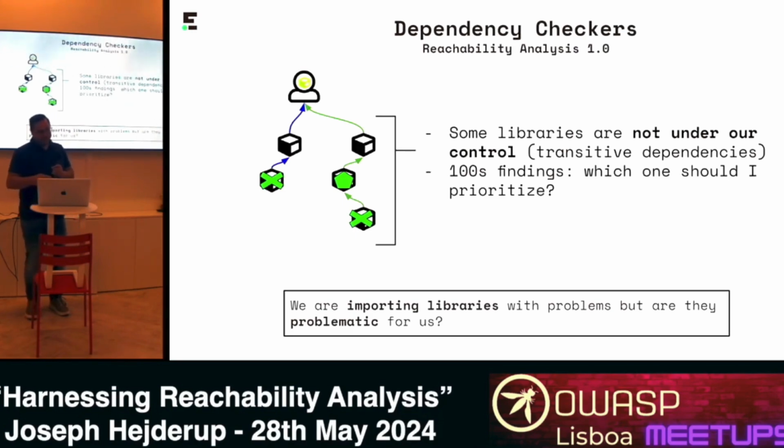Yeah, exactly. This is sort of what I came into. Some libraries are not under control, which are the transitive dependencies. There can be hundreds of findings. Which one should I prioritize? We of course learn that we are importing libraries with problems, but are they actually problematic for us in general?